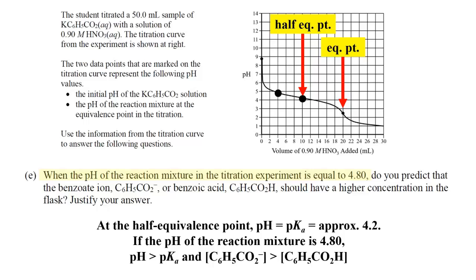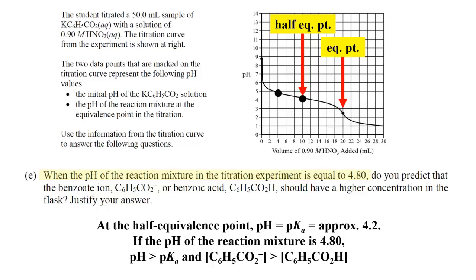So another way you could have answered part E is the following. At the half equivalence point, pH equals pKa, which is approximately 4.2, and now we're talking about a pH of 4.8. A pH of 4.8 is greater than the pKa, and therefore the benzoate ion should have a higher concentration than benzoic acid. So again, just another way of justifying your answer to part E.